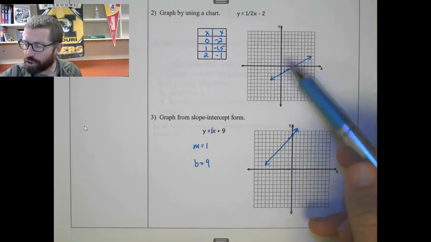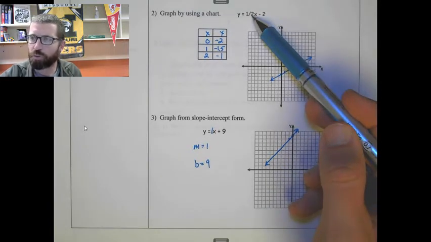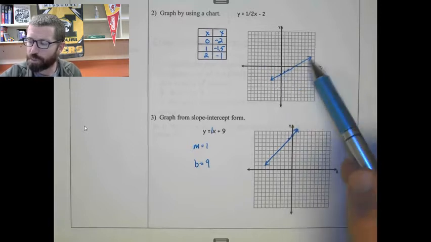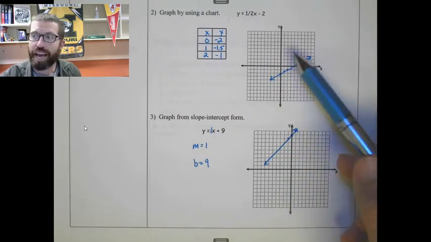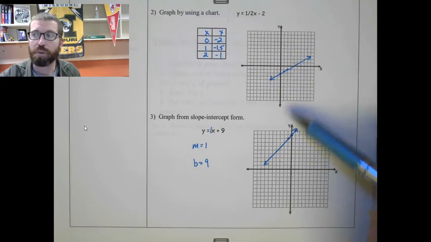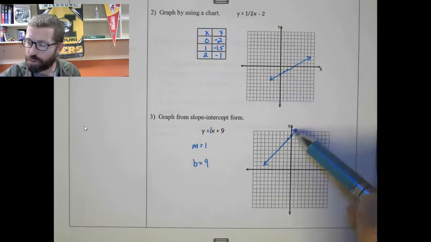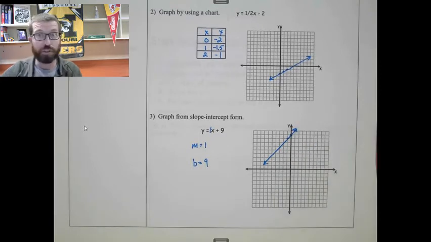One thing to make sure on this is just look at the equation. Slope is positive, so your line should be going up. 1/2 is smaller than 1, so if you compare the two slopes, this should be the steeper line, which is kind of interesting.